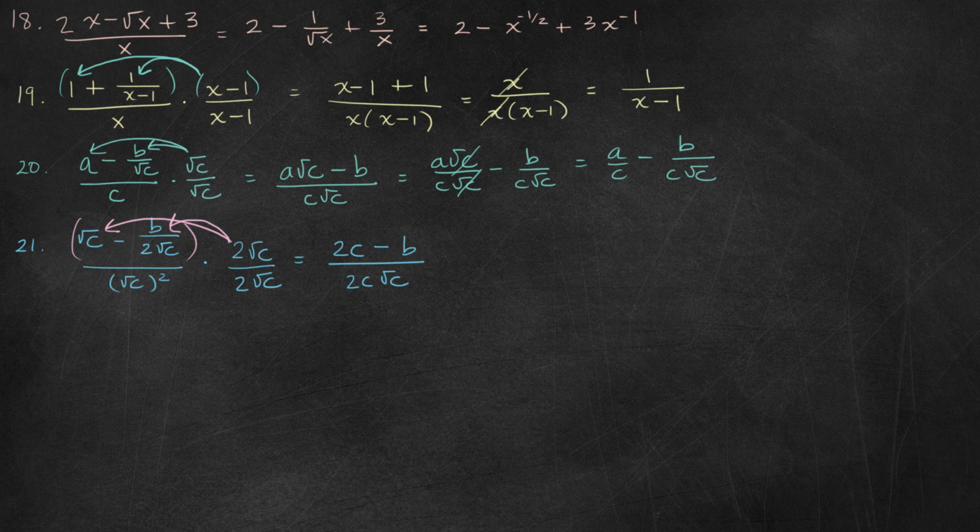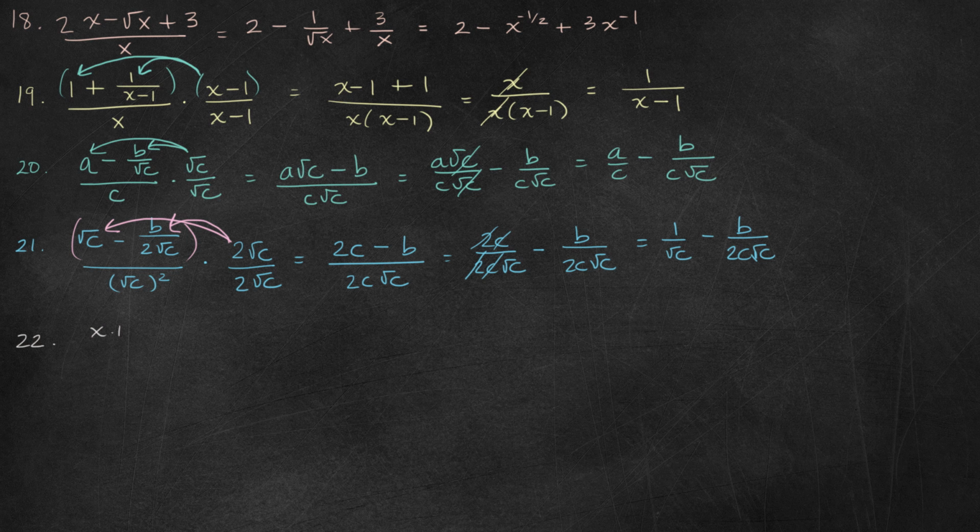We could leave it like that, or we could separate it into two fractions, 2c over 2c root c minus b over 2c root c, equals. So here my 2's cancel out, the c's cancel out, so I have 1 over square root of c minus b over 2c square root c.